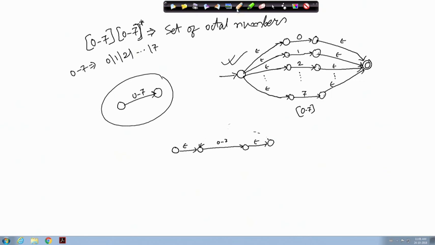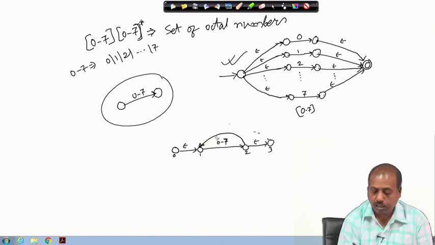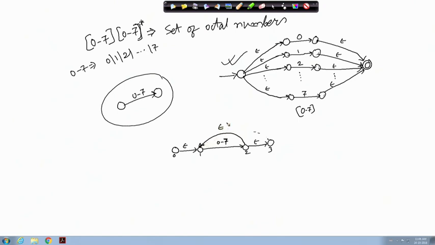So, if I number these states as 0, 1, 2, 3 etc., then from state number 1 I have a transition on the digits 0 to 7. Now, on epsilon it should come back to this state. So, that will capture the 0 to 7 star, and then I have to have an epsilon transition here, and from this first state to the final state there should be an epsilon transition. So, that way it will capture 0 to 7 star.